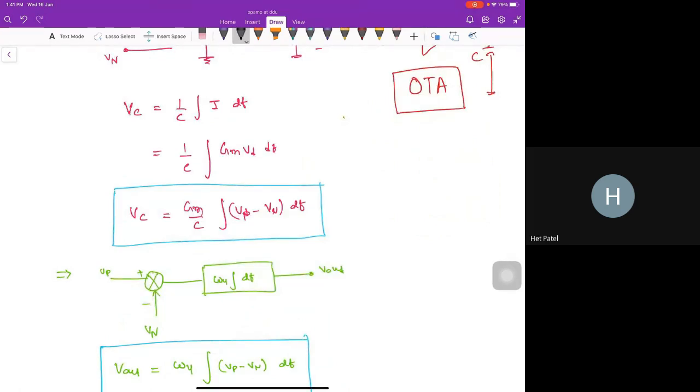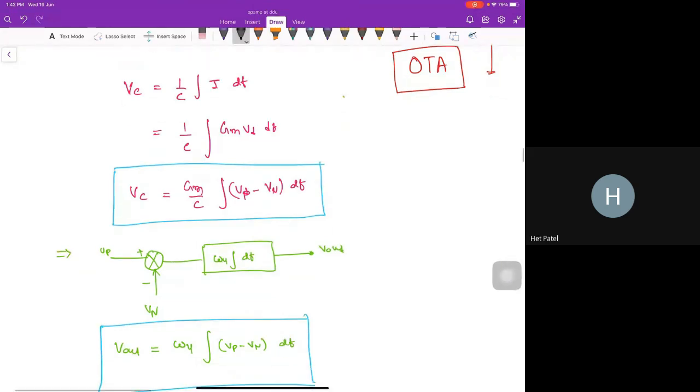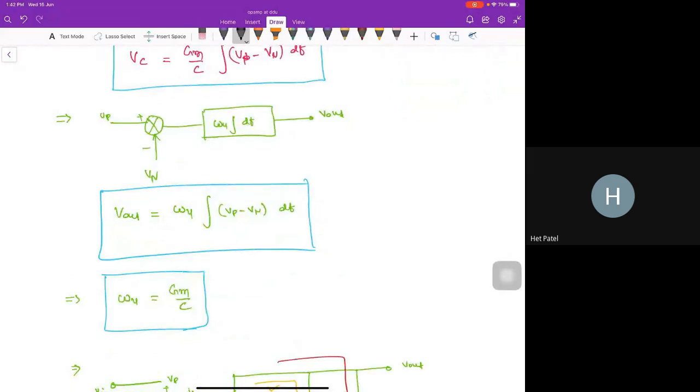The thing I want to note here is that I get this omega u, and I compare it with the omega u that I mentioned previously. Here this omega u is nothing but GM by C. And GM is the transconductance of the OTA, and C is the capacitor through which I want that current to flow. So that's my UGB. That's omega u equals GM by C.